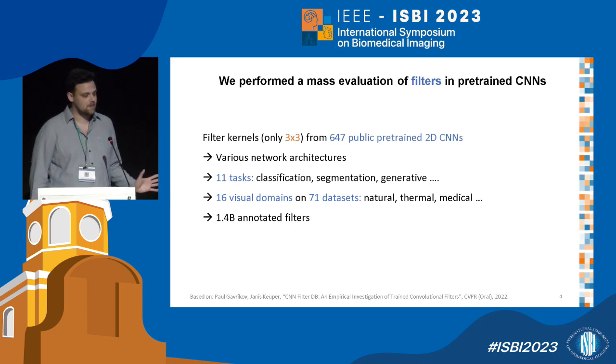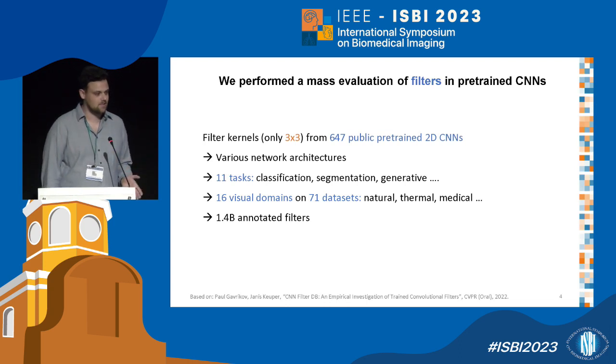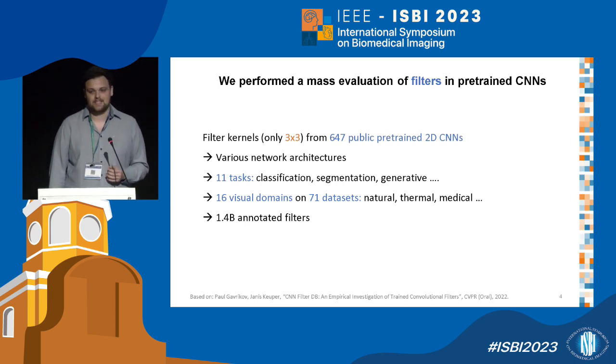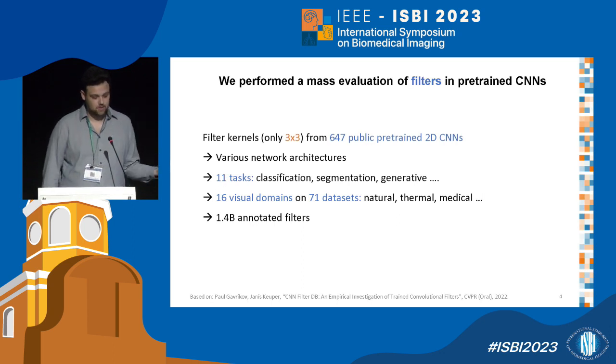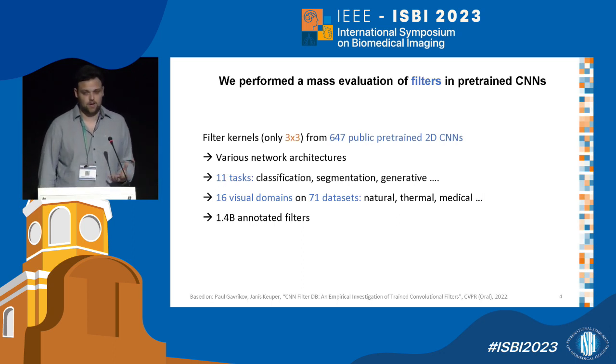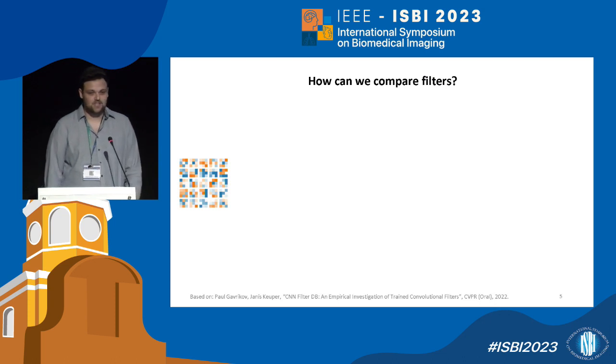We have a bunch of different network architectures. These CNNs were trained for all sorts of tasks: classification models, segmentation models, but also generative tasks. We also made sure that they are trained on as many different data sets as possible from all sorts of visual domains. We have models trained on natural data sets, but also medical ones or thermal data sets, among others. In total, we extracted 1.4 billion annotated filters from these models that we're now going to analyze. The first question you may ask yourself is, how can you analyze filters between various CNNs?